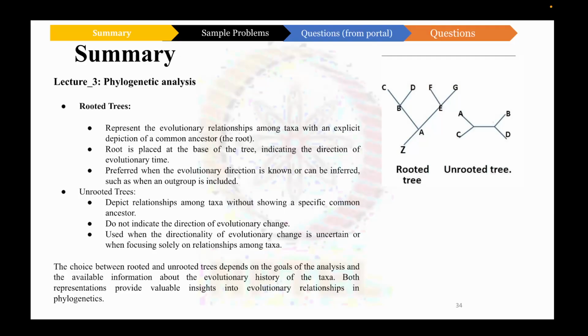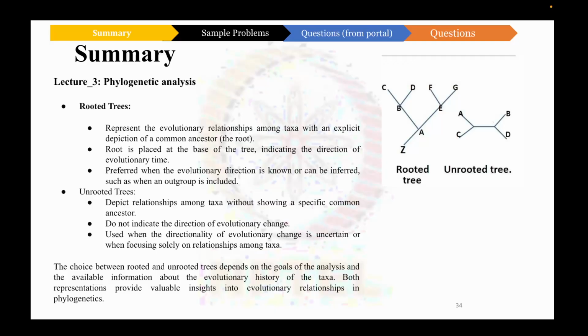So we have types of trees. Two types of trees, that is rooted and unrooted trees, which are the two fundamental representations used in phylogenetics to depict the evolutionary relationships among the taxa. Here taxa means the organisms or the sequences that we are using. The distinction lies in whether the common ancestor of all taxa is explicitly shown, then it is a rooted tree. If not shown, then it is an unrooted tree.